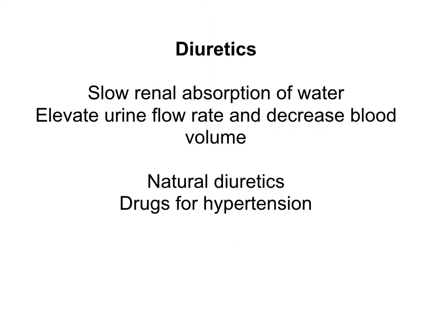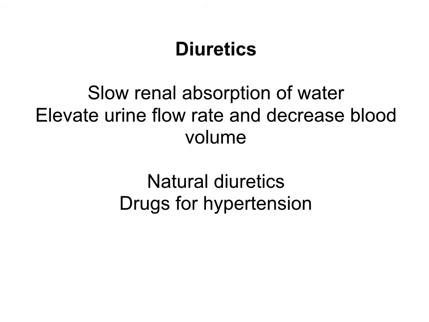Now, you might have heard of diuretics before. Diuretics are designed to slow your renal reabsorption of water. What this will do is increase your urine volume, so it's going to increase your urine flow rate. You're going to be producing urine at greater volumes. But as you have greater urine volume, you will have a decrease in blood volume as well, and that decrease in blood volume will decrease your systemic blood pressure.